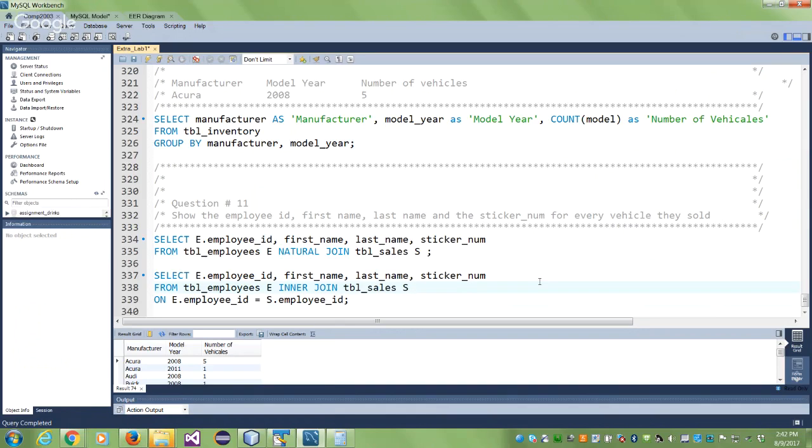So employee ID is occurring in both E and S, and therefore I have to give it a qualification with E dot. But I don't have to give it anywhere else. In the first one, in here I have to.